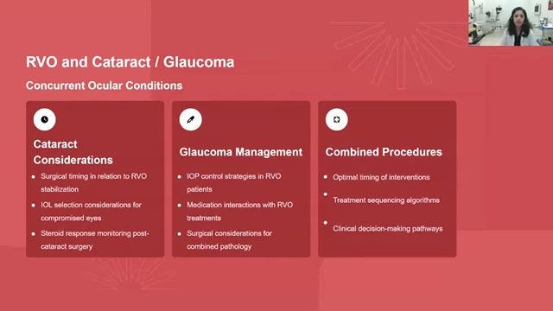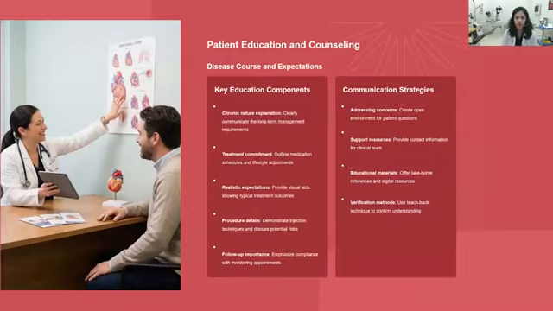So key education components: the patient needs to know that it's a chronic nature. This disease has to have a good follow-up. Patients have to commit to the treatment. They cannot miss one injection, and then show up after a long time and expect the same visual benefit. Realistic expectations, procedure details, and follow-up importance. So always address the patient concerns, support resources, provide contact information for the clinical team, give them educational materials to clearly explain what this disease is, and use teach-back technique to confirm the understanding.